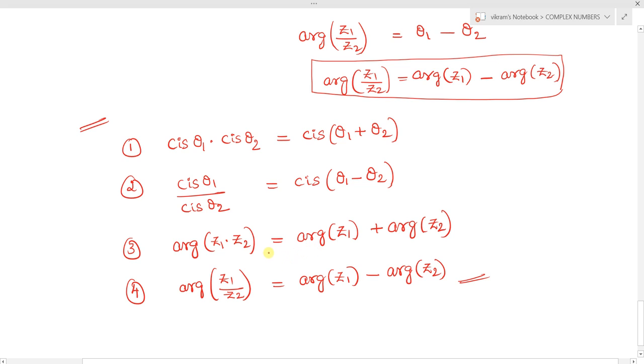Here the argument property is just like a logarithmic property: log of ab is log a plus log b, log of a by b is log a minus log b. Similarly, arg of z1 z2 is arg z1 plus arg z2, and arg of z1 by z2 is arg z1 minus arg z2. In the next lecture we will do a few problems on this modulus amplitude form or polar form.